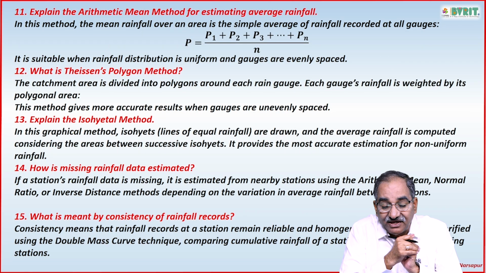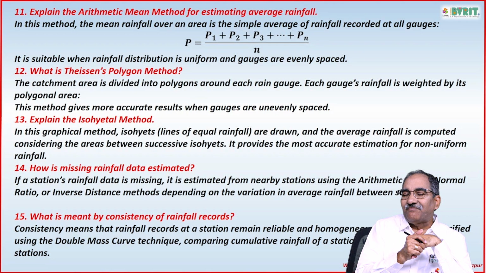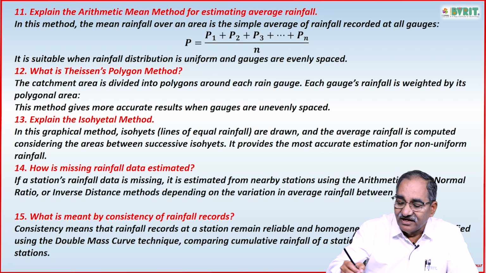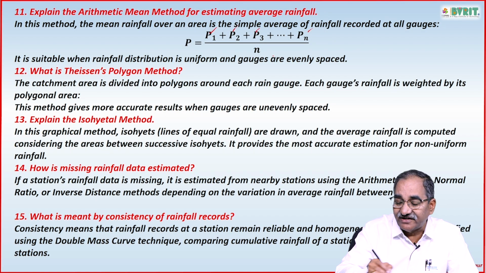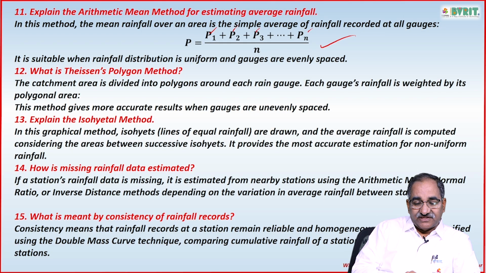Explain the arithmetic mean method for estimating average rainfall. It is nothing but summing up all the values and dividing by the number of gauges. The rainfall recorded by each gauge divided by the number of gauges is what we call the average precipitation by the arithmetic mean method.